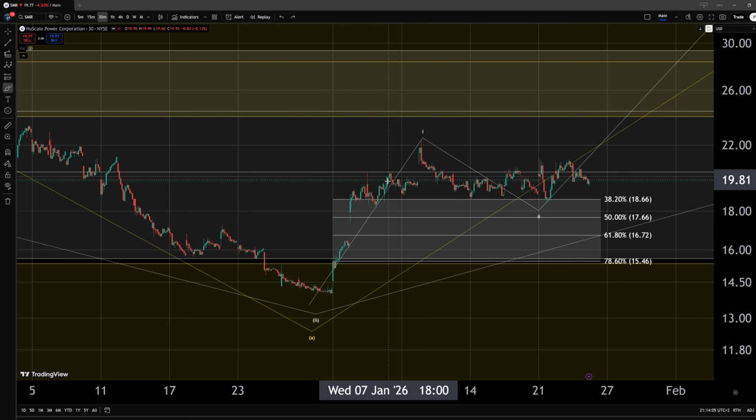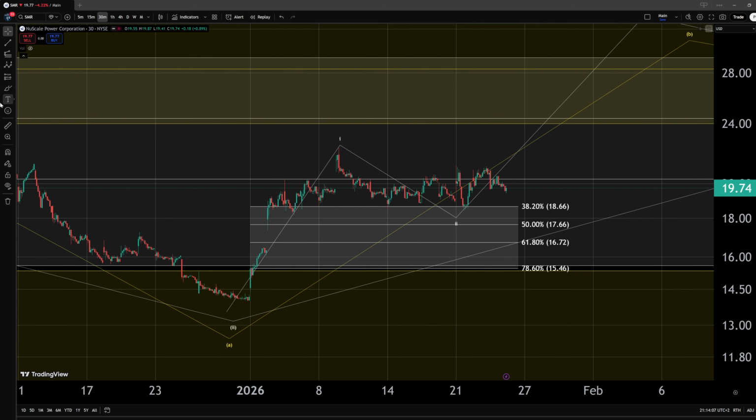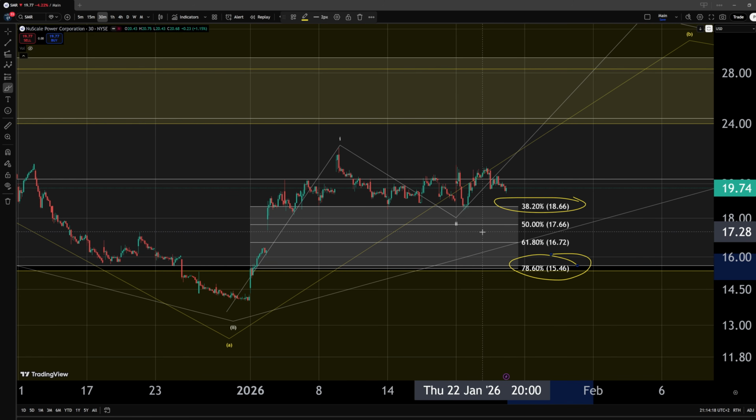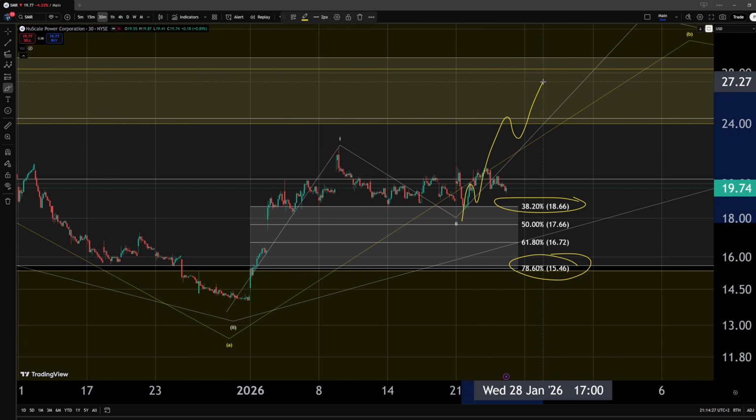We have our initial impulse to the upside, and we have been looking for a wave 2 correction into the levels between the $18.7 all the way down to the $15.5, where as long as we hold the 78.6% retracement, we look with high probabilities for continuation within, at the very least, another 5-wave move to the upside.